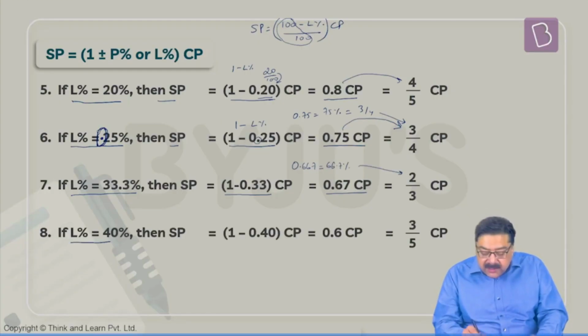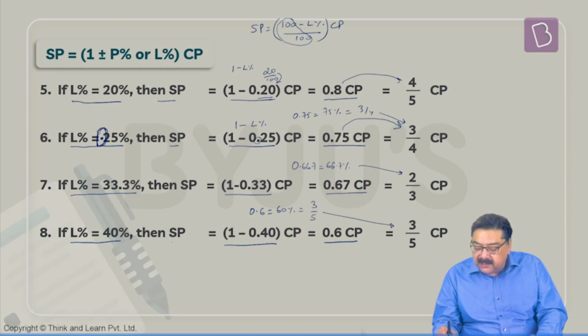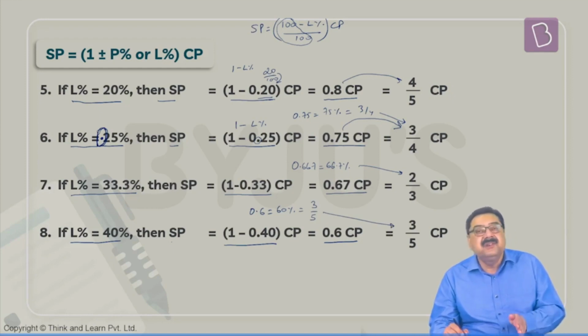So if loss percent would have been 40%, then selling price shall be 1 minus 0.4 times cost price, that is 0.6 times CP. So 0.6 times is nothing but 60%, and 60% we know that its fraction equivalent is 3 by 5. So hence it becomes 3 by 5 times cost price.